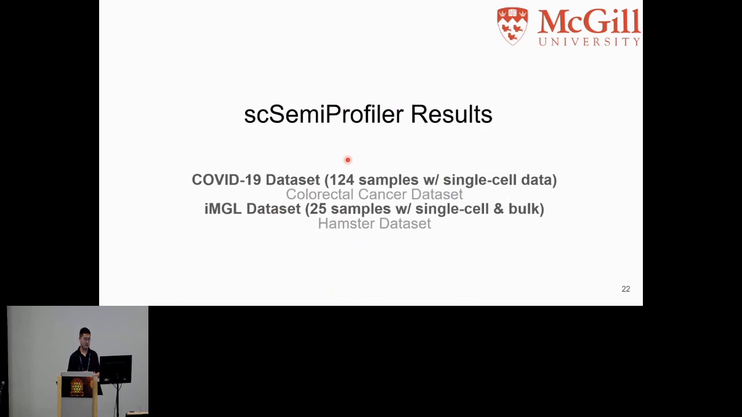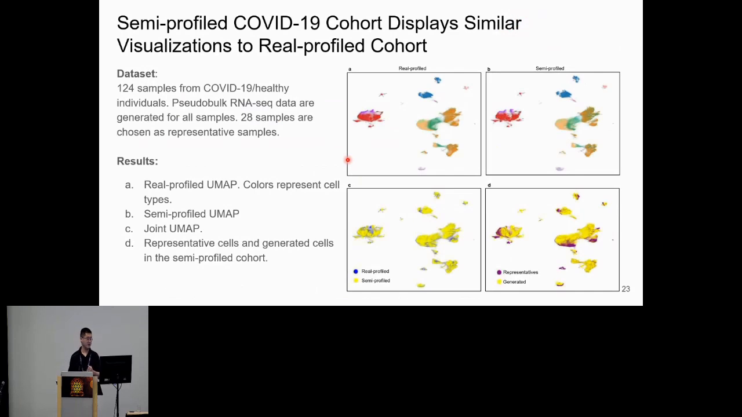Now we show our results on publicly available data sets. We first evaluate our method using a COVID-19 data set with 124 samples with single cell data. We generate pseudobulk data for all the samples and select 28 samples as representative samples. And we run our pipeline to generate a semi-profiled cohort and compare the similarity with the real profiled cohort.